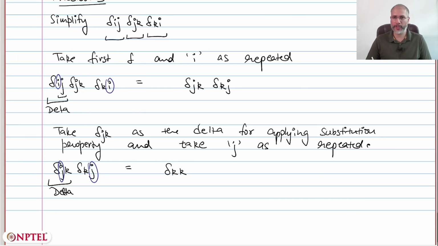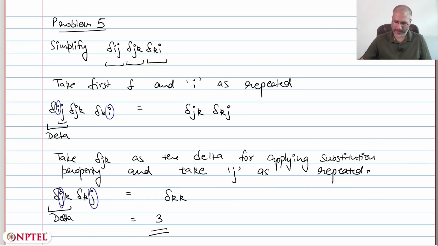Right? Now this can simplify further because delta kk is simply equal to 3, because when you expand it, it becomes delta 1 1 plus delta 2 2 plus delta 3 3, which is equal to 1 plus 1 plus 1, which is 3. So this is the final answer. This whole expression, delta ij, delta jk and delta ki multiplied together, is equal to 3.